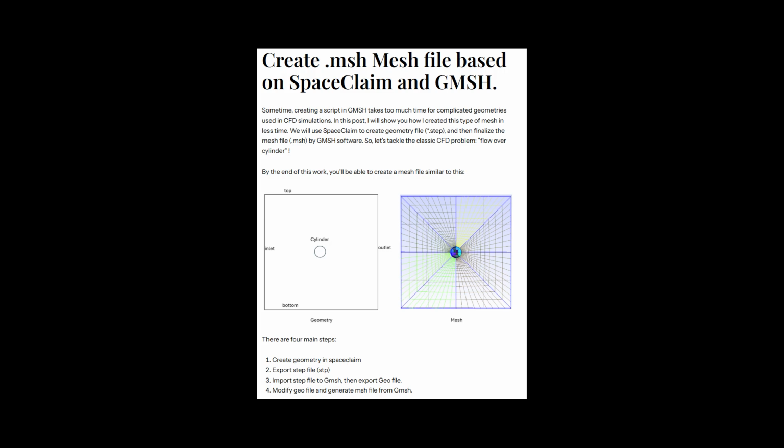This tutorial will be divided into four main steps. The first one is to create geometry in SpaceClaim. The second one is to export the STEP file (STP). The third one is to import this STEP file into GMSH software and then export the geometry file. The last one is to modify the geometry file and generate the MSH file from GMSH.